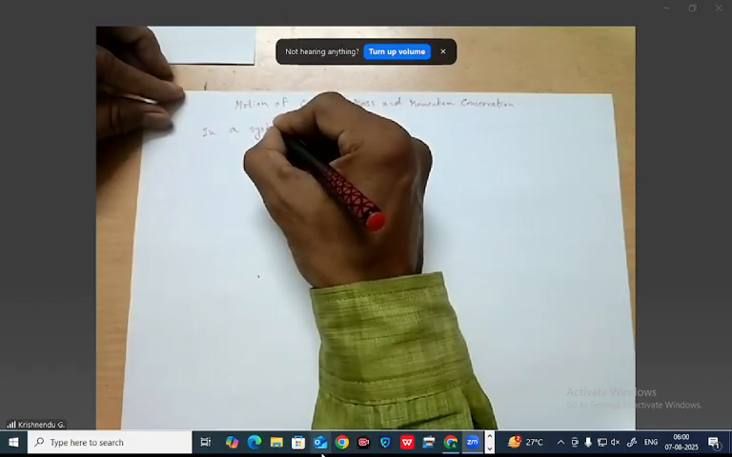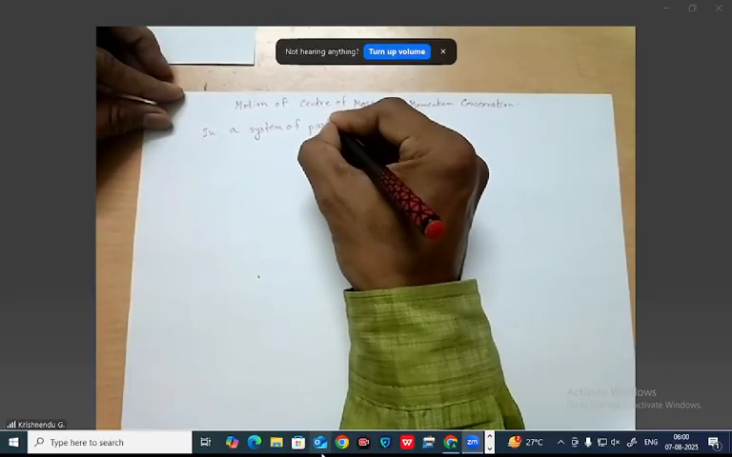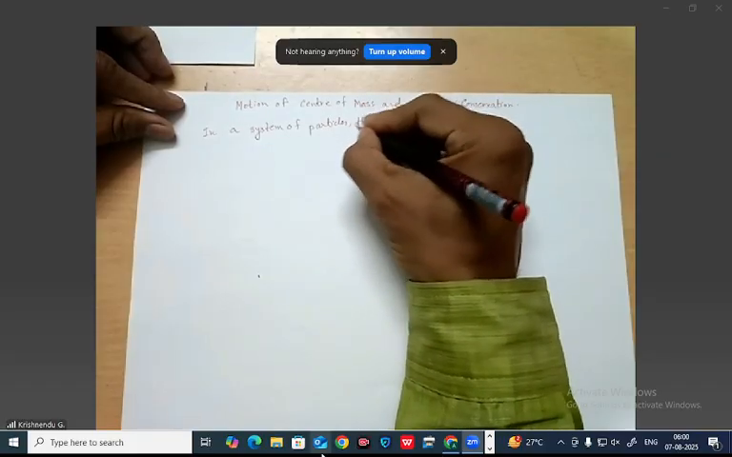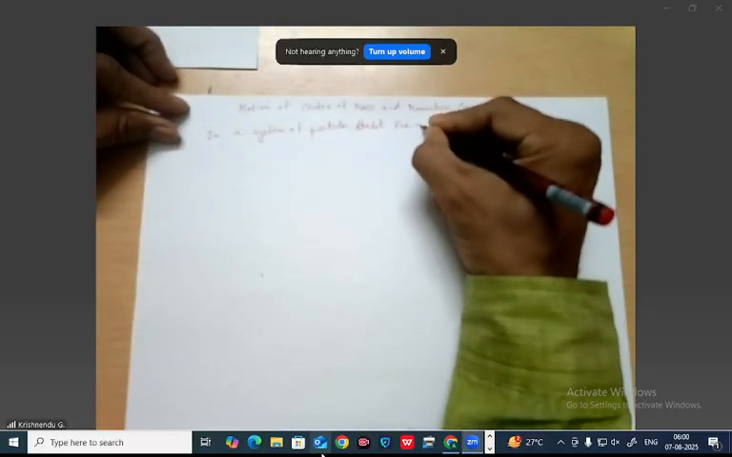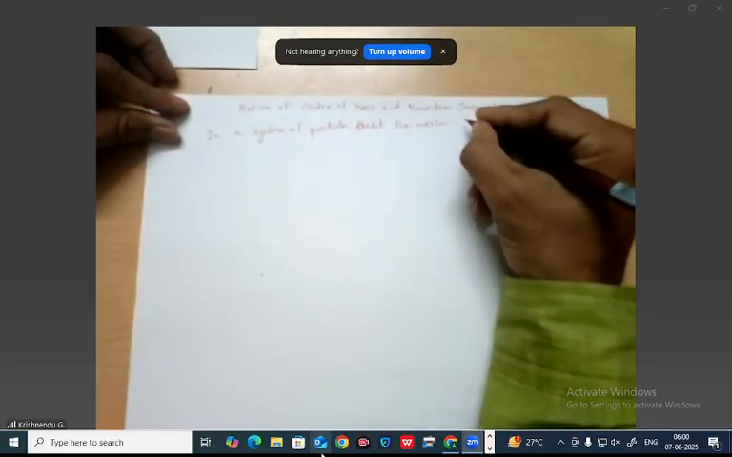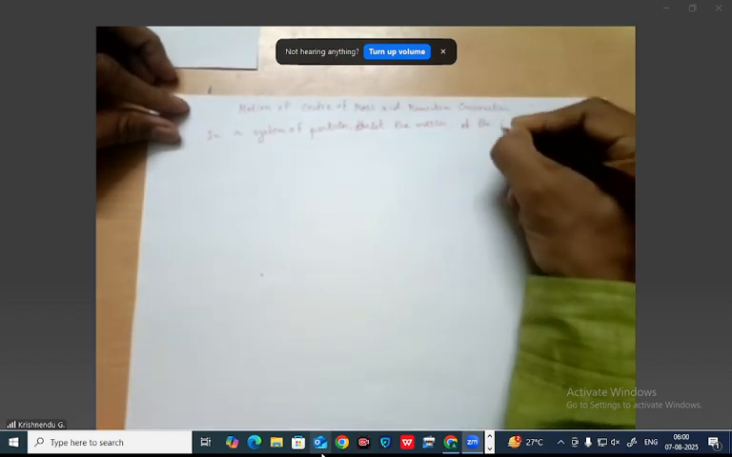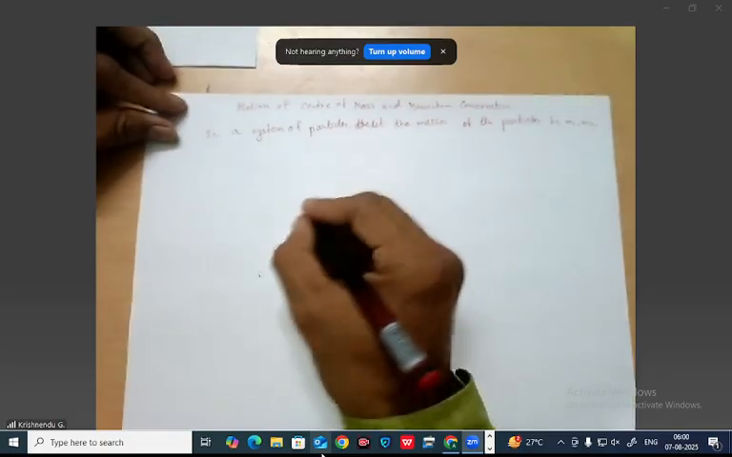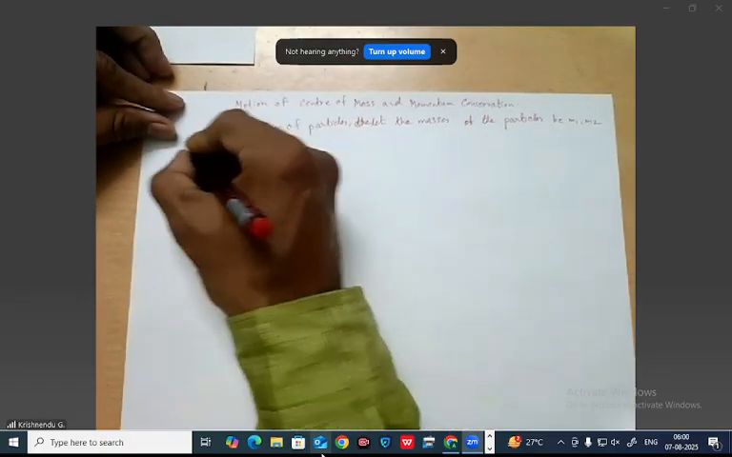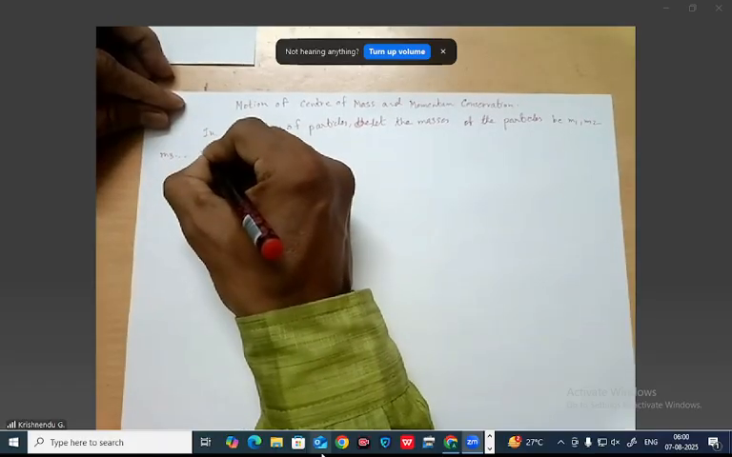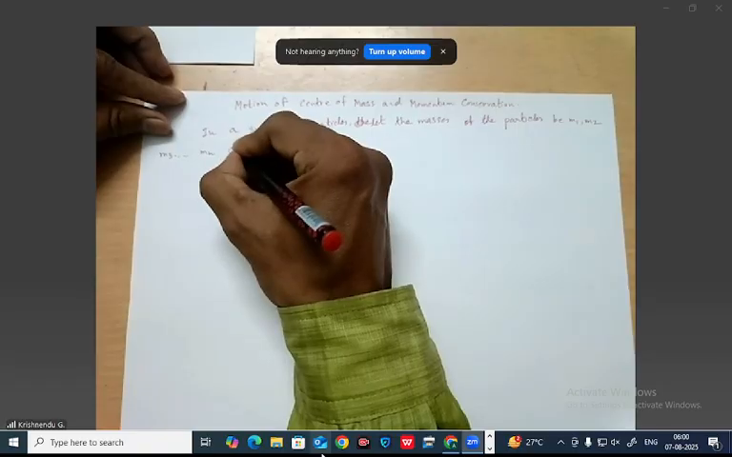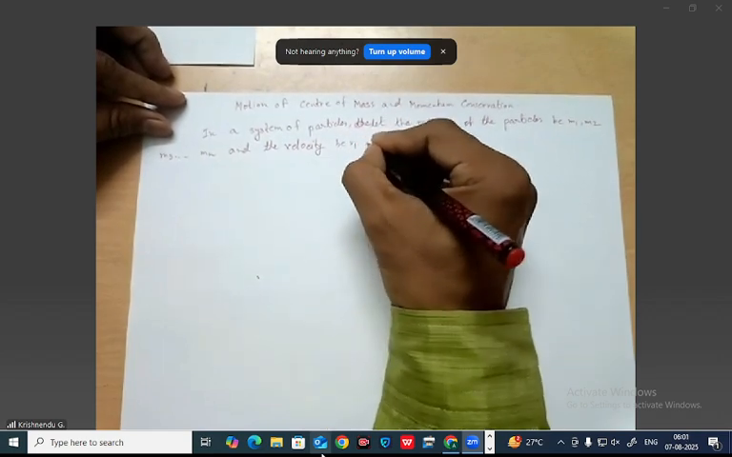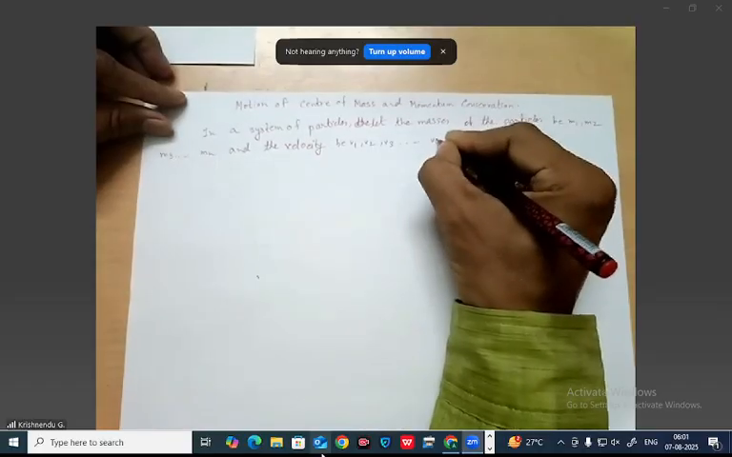In a system of particles, let the masses of the particles be m1, m2, m3, up to mn, and the velocities be v1, v2, v3, up to vn.